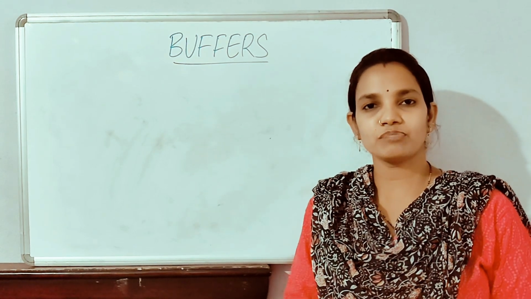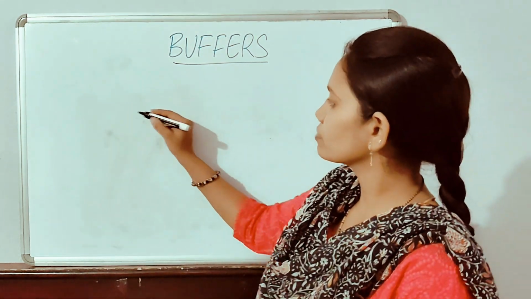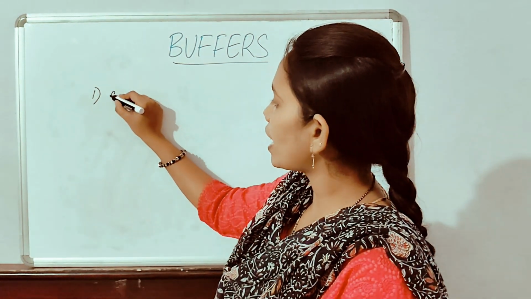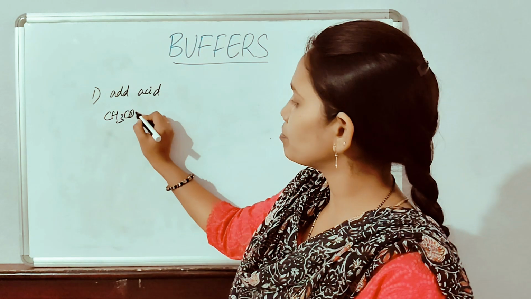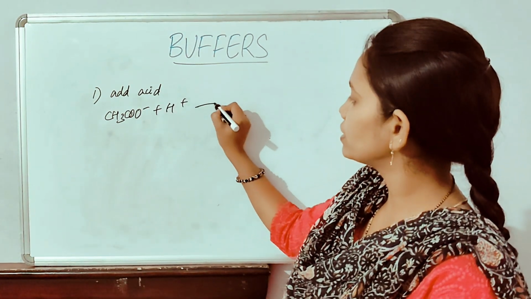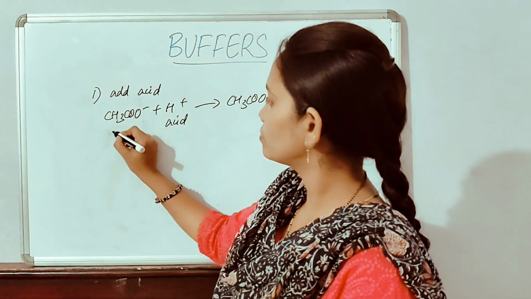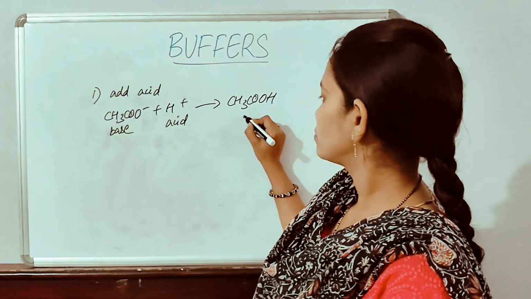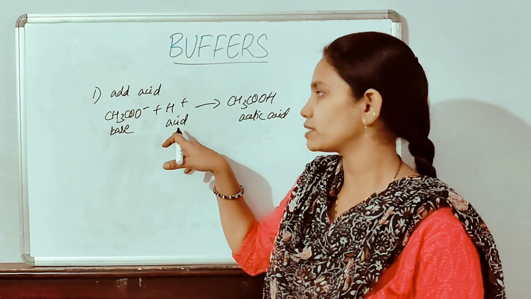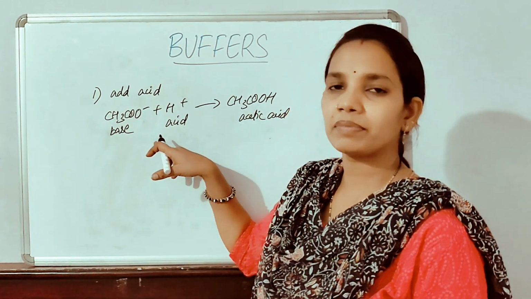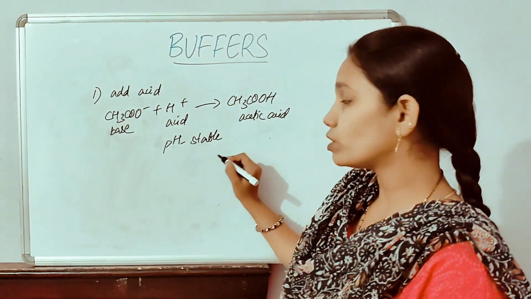Now let's see how pH is maintained stable by adding acid or base in buffers. What happens when you add acid? Conjugate base reacts with acid to form acetic acid. So here these extra H plus ions are removed by the conjugate base, keeping the pH stable without dropping much.